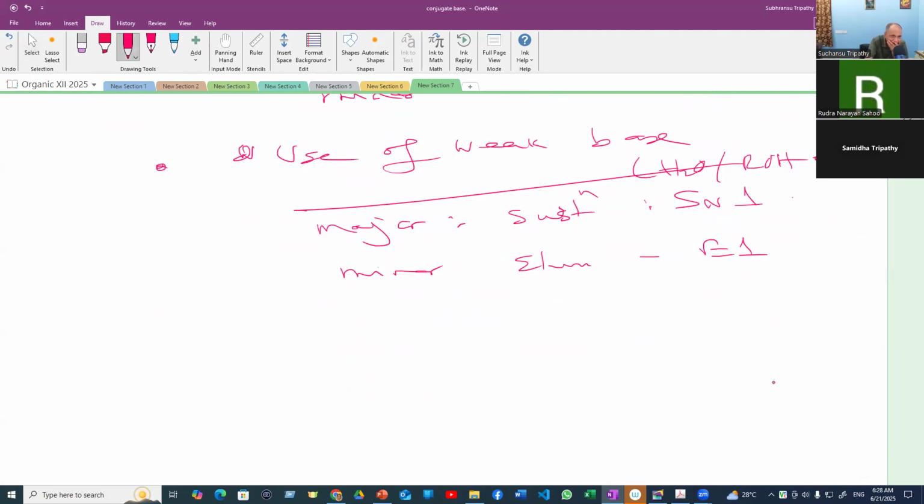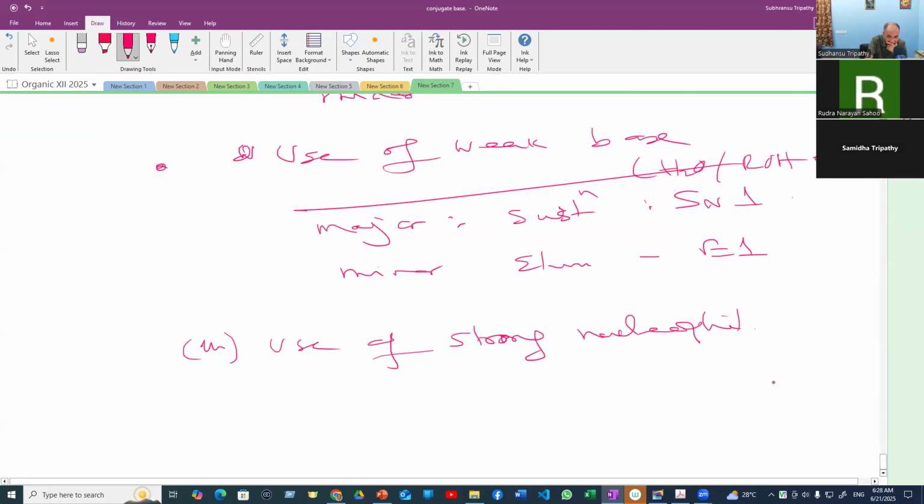Most importantly, use of strong nucleophile but weak base. It would be an additional thing because it is a weak base.